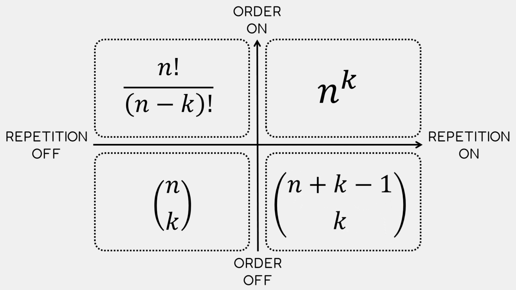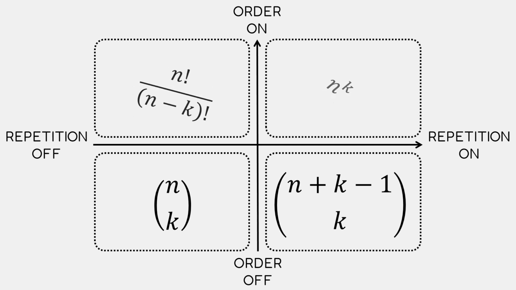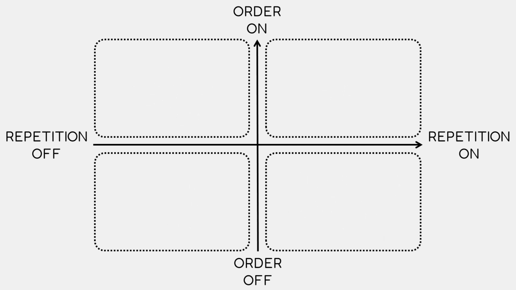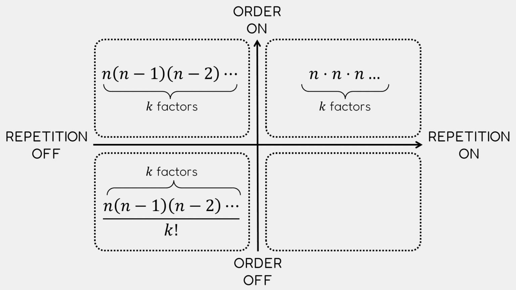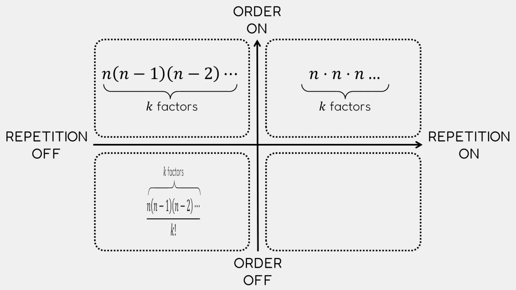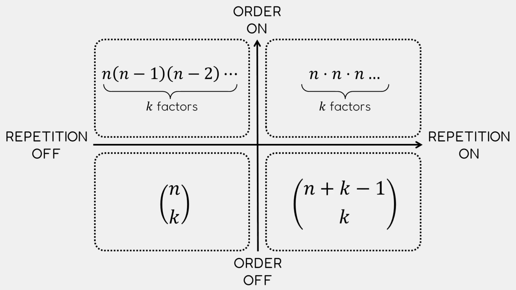The chart is complete. Let's review the technique to build it. In the first quadrant, we have k times n choices. In the second, cards are not replaced, so each draw subtracts one option for the next one. In the third quadrant, we ignore the order, so we divide the previous formula by k factorial to account for the repeated selections with the same k elements. And in the fourth, we deal with repetitions by applying the previous formula to a deck expanded by k-1 extra cards.